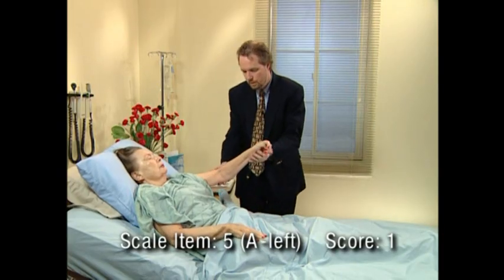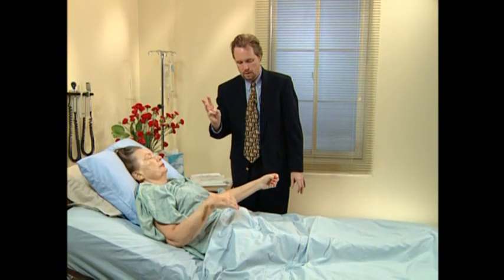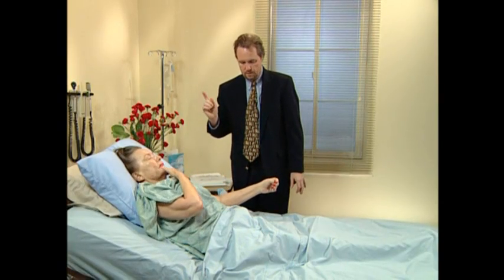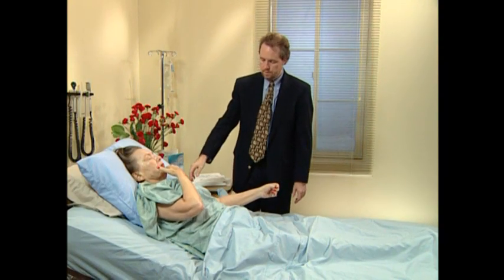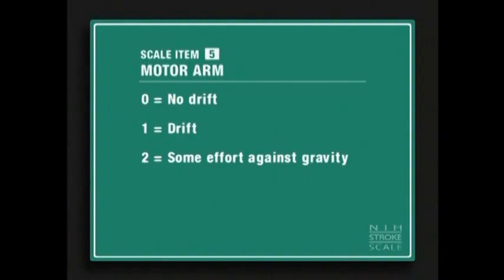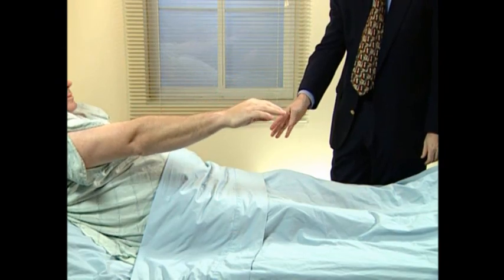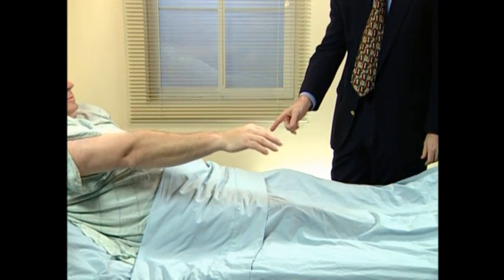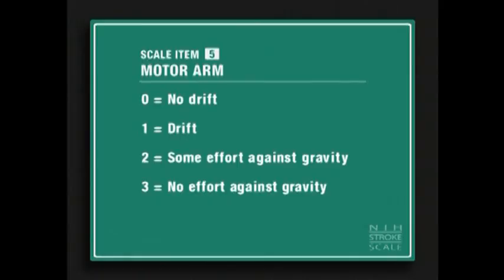I want you to hold your arm up for 10 seconds. You ready? Ready. 1, 2, 3, 4, 5, 6, 7, 8, 9, 10. That's terrific. Score a 2 when there is some effort against gravity, but the arm cannot get to or maintain the proper position and drifts down to some support. 1, 2, 3, 4, 5, 6, 7, 8, 9, 10. Score a 3 when there is no effort against gravity and the arm falls.